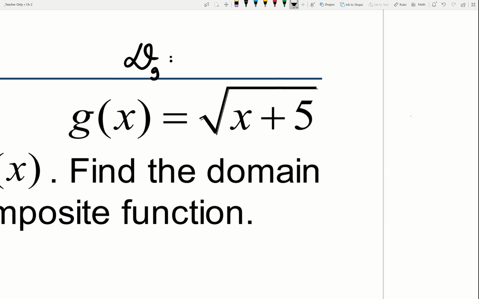So typically the way that we always did this is we took whatever was underneath the square root and we said that it was not allowed to be negative. So another way to represent that would be to say that it's greater than or equal to 0, and then you would just simply solve that.